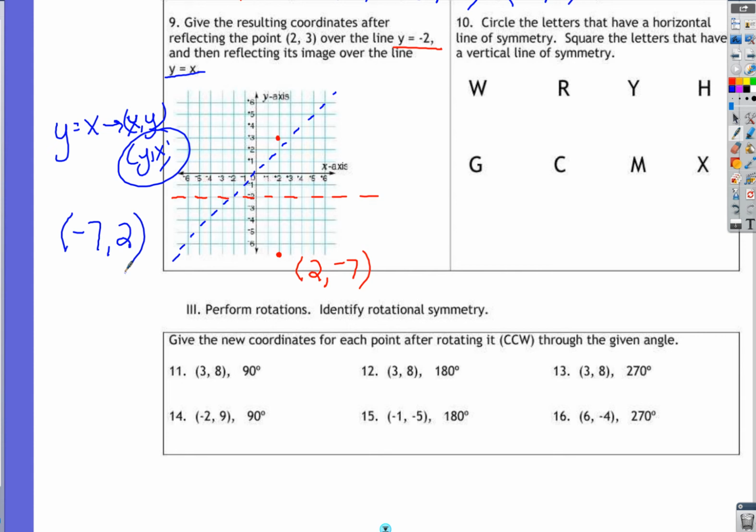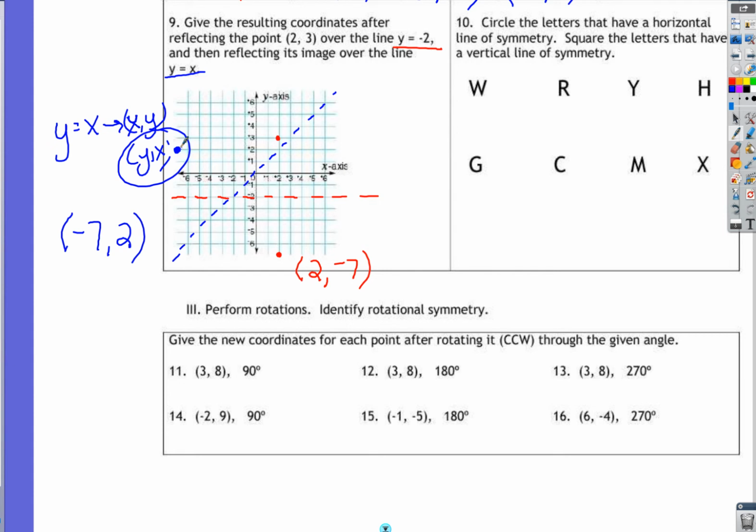So I'll go back to my original point. Okay, so you're not doing the original. No, I'm going back to this point that I did. Okay, so that would be negative 7, 2, which of course is right where I was writing. Okay, do we have that? Are we good?